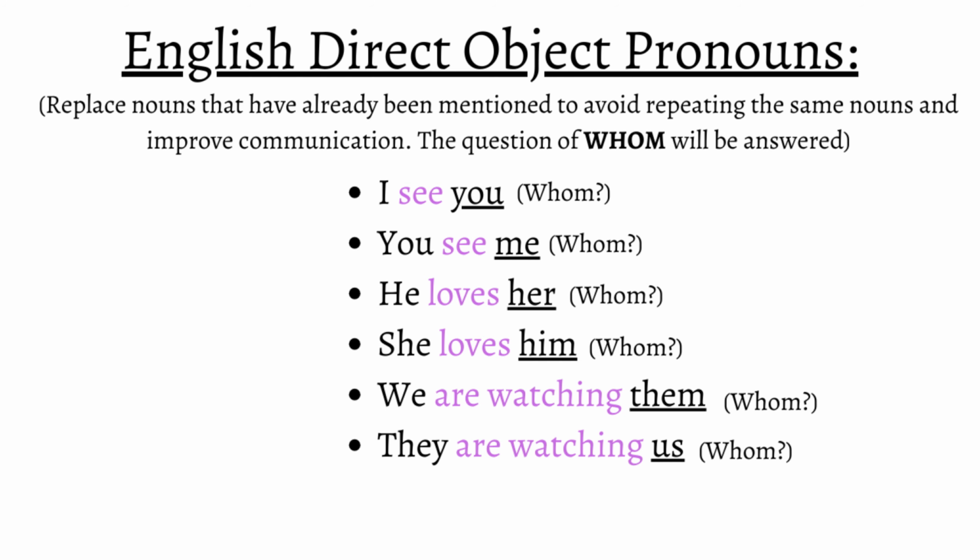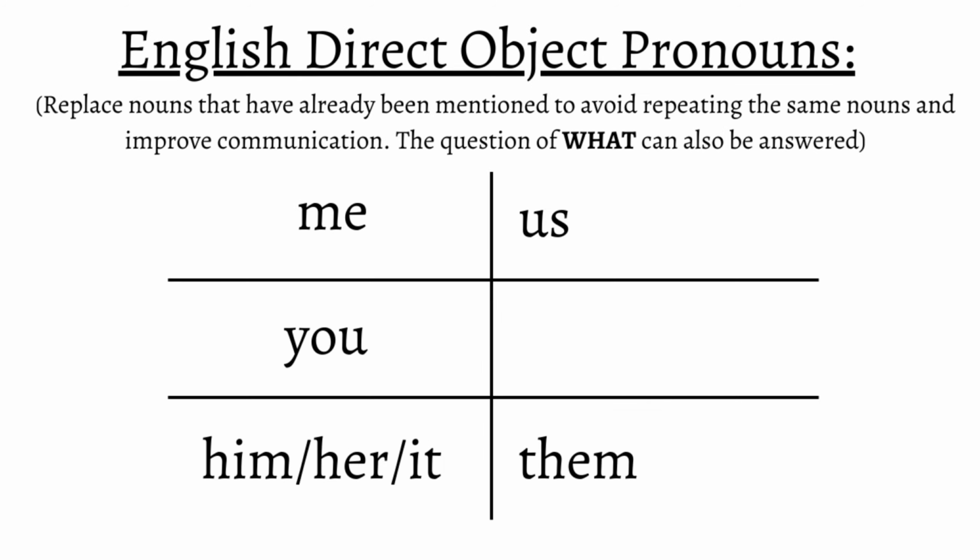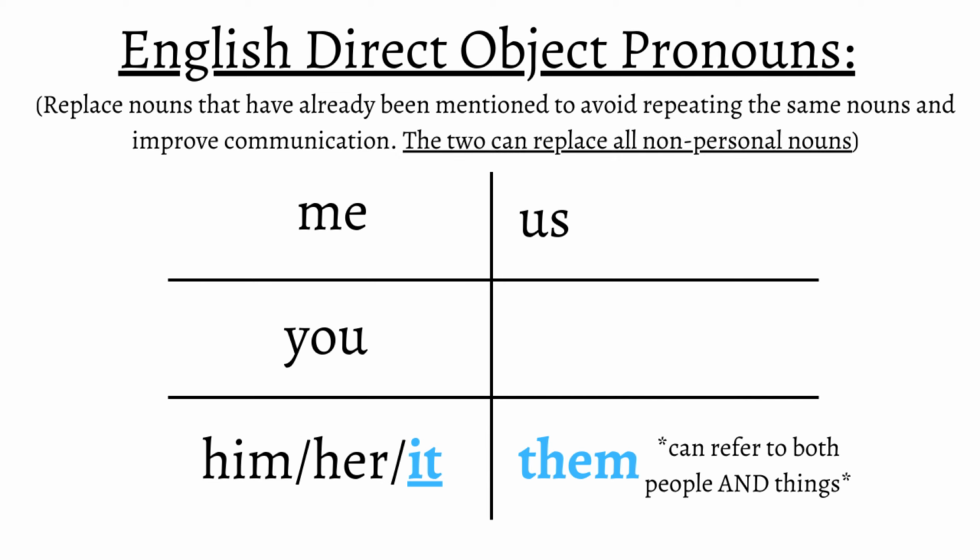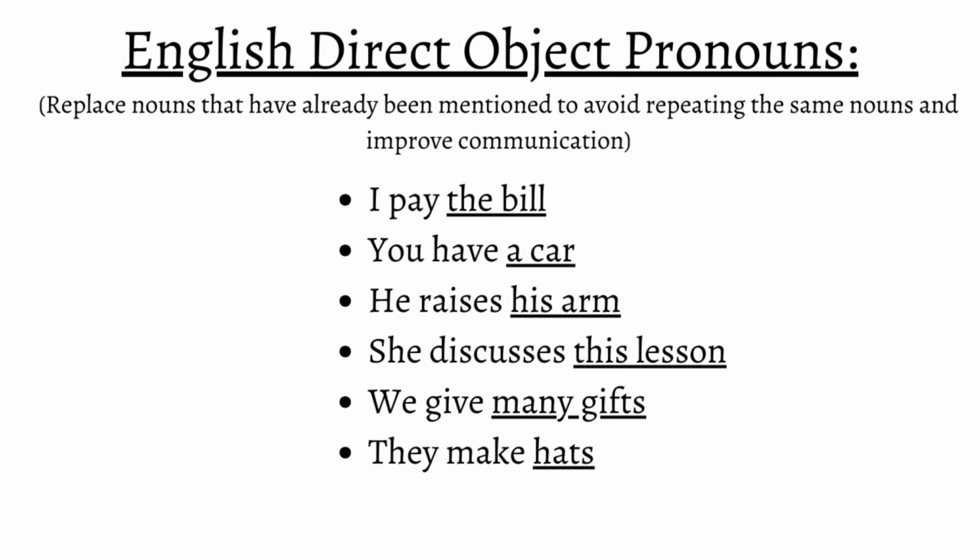Similar to the phrases at the beginning of the video, the question of what can also be used with direct object pronouns, which will mainly use the pronouns of it and them. It is an object pronoun that's more common than them, and them can refer to both people and things. But still, the two can replace all nouns that are non-personal and not repeat the same information twice. Instead of saying, I pay the bill, I can say, I pay it. Instead of saying, you have a car, I can say, you have it.